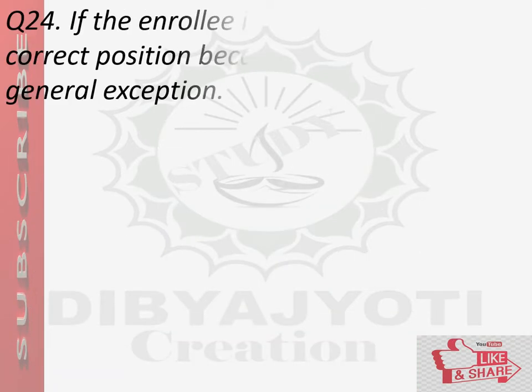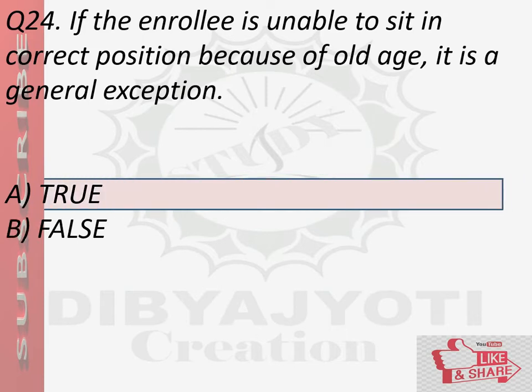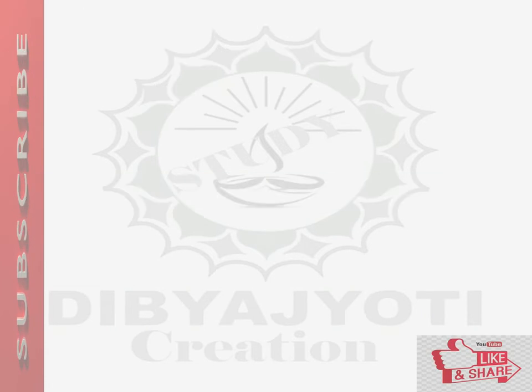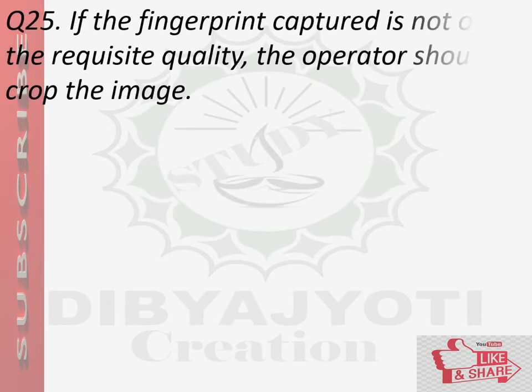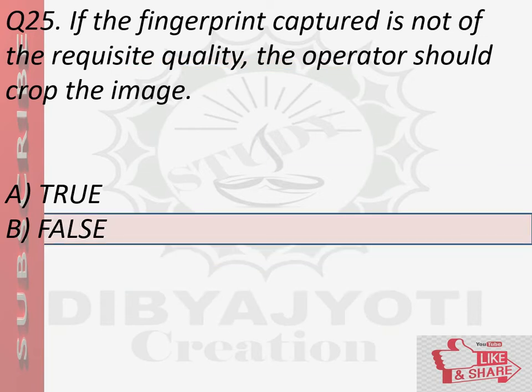The next, if the enrollee is unable to sit in correct position because of old age, it is a general exception. Option A true, option B false, and the answer is option A, true. Then next, if the fingerprint captured is not of the requisite quality, the operator should crop the image. Options are: option A true, option B false, and the answer is option B, false.